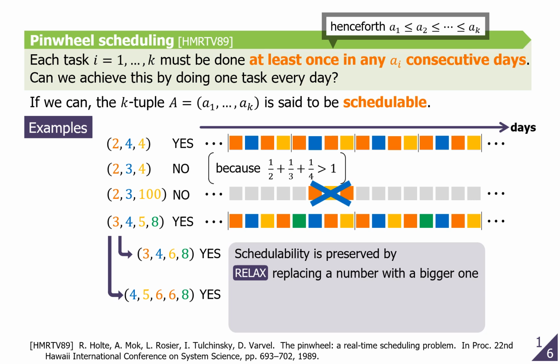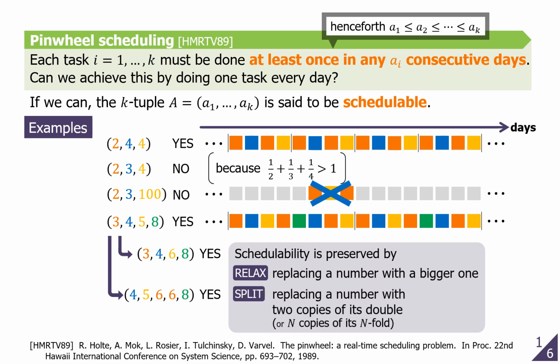Here's another property. Now we change the instance to 45668 by replacing 3 by 2 copies of 6. This operation of splitting a task into 2 tasks with twice the period also preserves schedulability. To see this, let's call the 2 new tasks 6A and 6B, and assign the slots we used to assign to task 3 in the original schedule to 6A and 6B alternately. Then, naturally, both A and B appear at least once every 6 days.